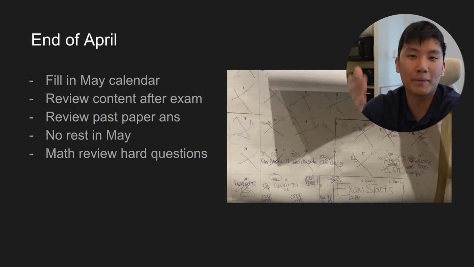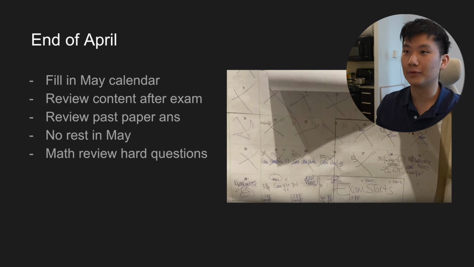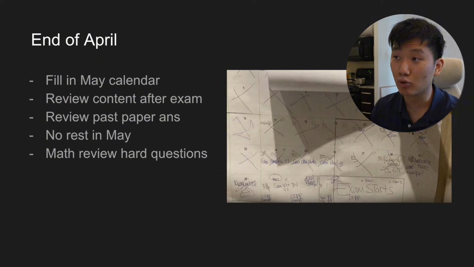Now, for those of you who are doing Math HL, you may be wondering, Melvin, when should I start practicing for the paper 3? Here's the answer. You practice for the paper 3 near the end of April, and you only need to do 2 or 3 past papers. This is because paper 3s are just pattern recognition.